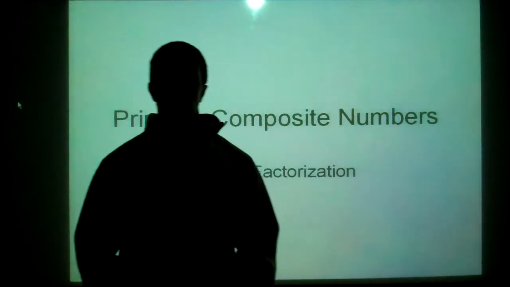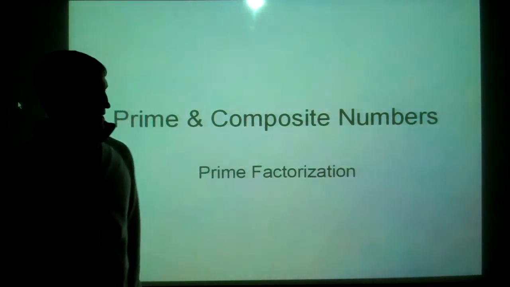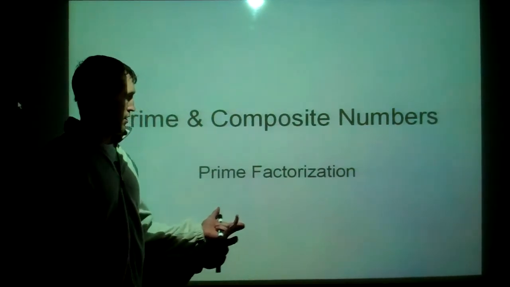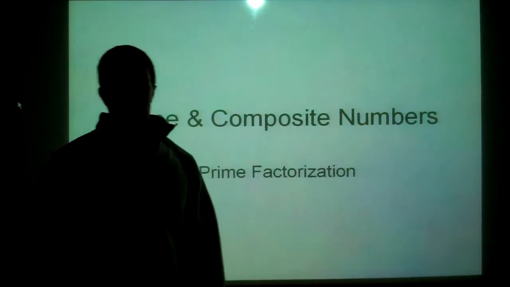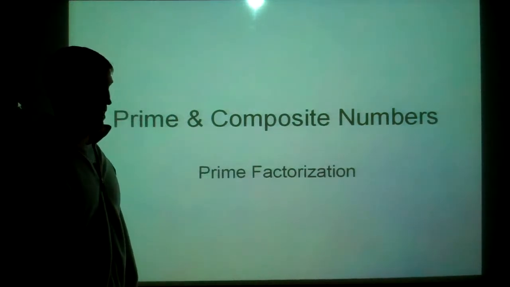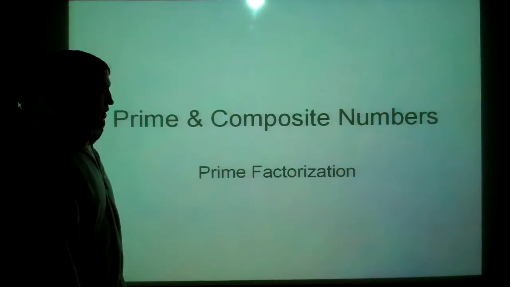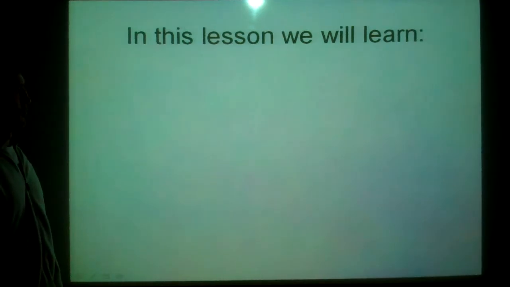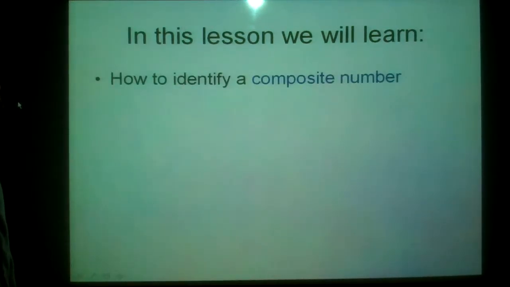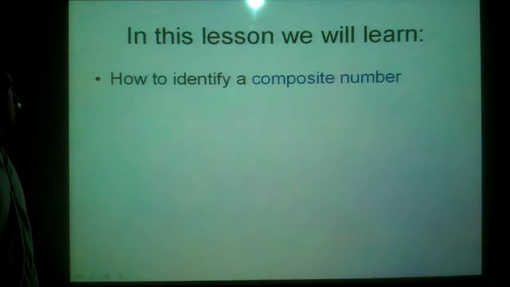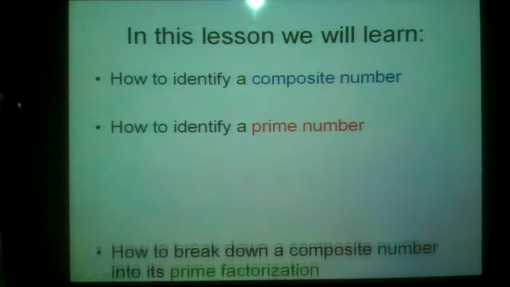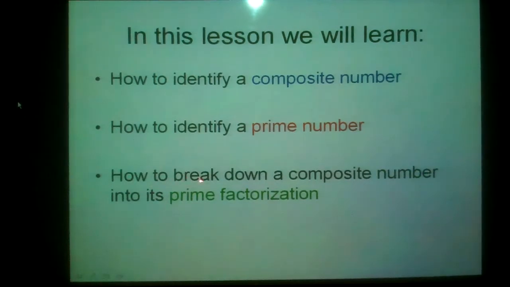Okay, here's lesson 21 for 7th grade, and today we're talking about prime and composite numbers, and then we're also going to incorporate prime factorization. So we're going to figure out how to find the prime factorization of composite numbers later. So here are our main goals for today. In this lesson we will learn: 1. How to identify a composite number. 2. How to identify a prime number. And lastly, like I said, we're going to figure out how to break down a composite number into its prime factorization.